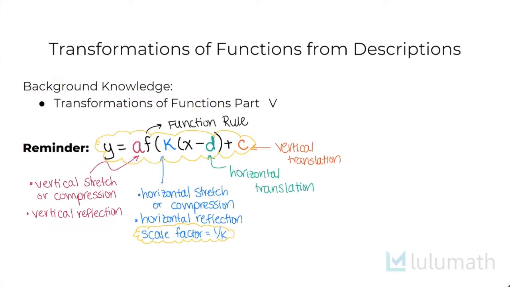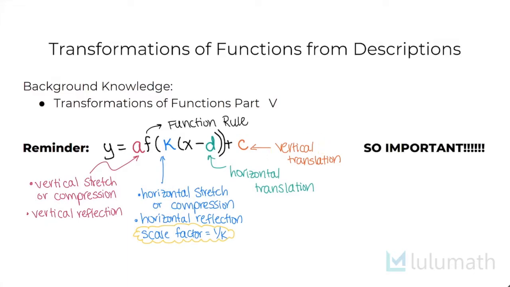So just a reminder that our general equation is y equals a times f of k multiplied by the quantity x minus d, plus c. And the a represents a vertical stretch or compression as well as a vertical reflection, or a reflection in the x-axis. K represents a horizontal stretch or compression or a horizontal reflection, which is known as a reflection in the y-axis. And just a reminder that the scale factor is always 1 over k. D represents a horizontal translation. And c represents a vertical translation.